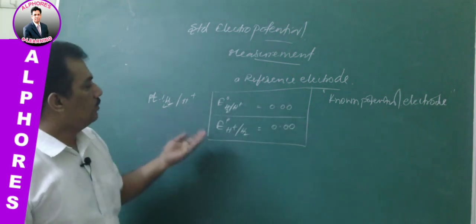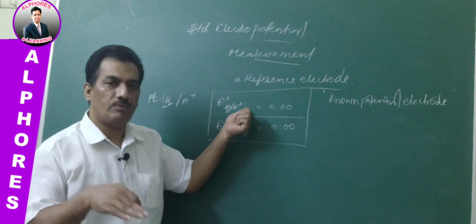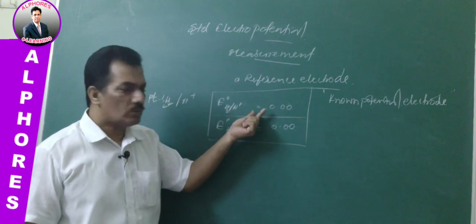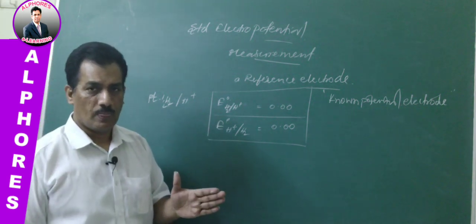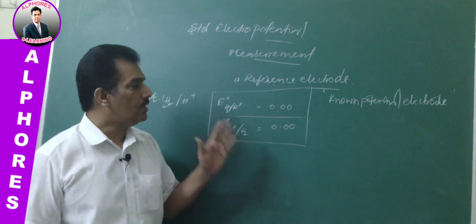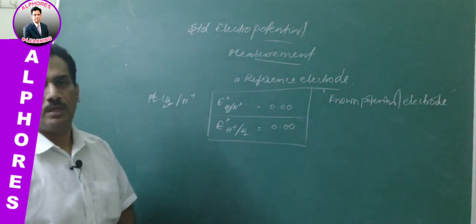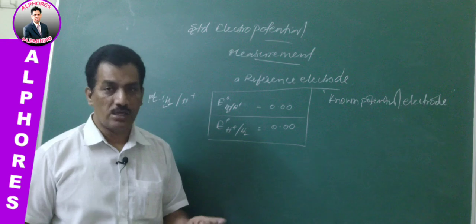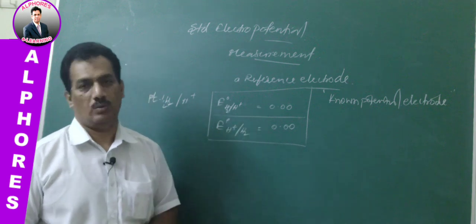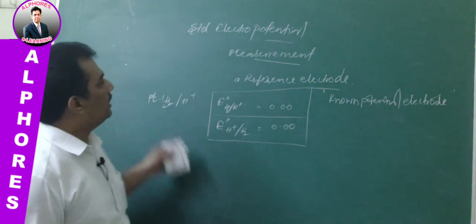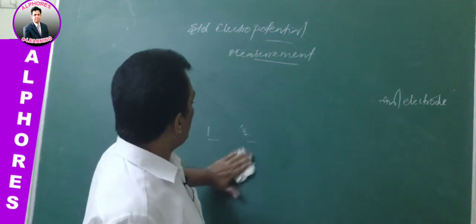Clear? So when it is taken as 0, that means already we know the potential of hydrogen. That's why it is known as a reference electrode. A reference electrode is nothing but the electrode for which the electrode potential is known. Hydrogen is the best example, and hydrogen electrode is known as the primary reference electrode. A reference electrode is nothing but the electrode for which the potential is known. Clear? And so here to measure the standard electrode potential, we require a reference electrode.